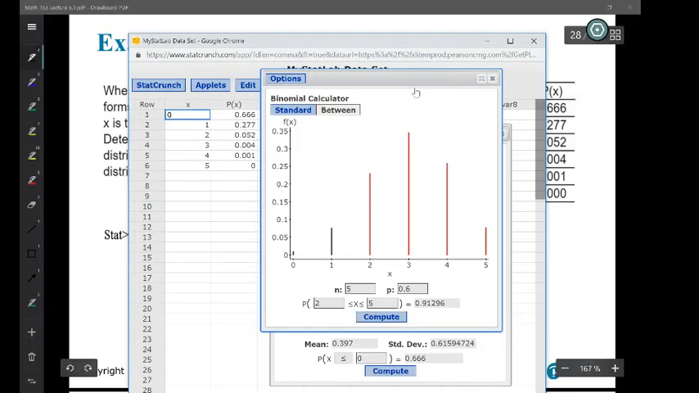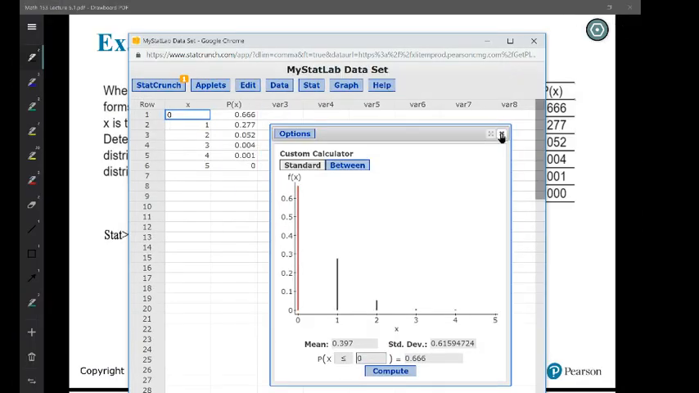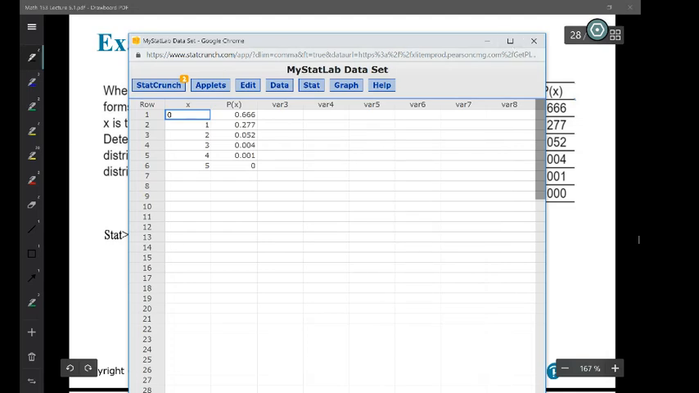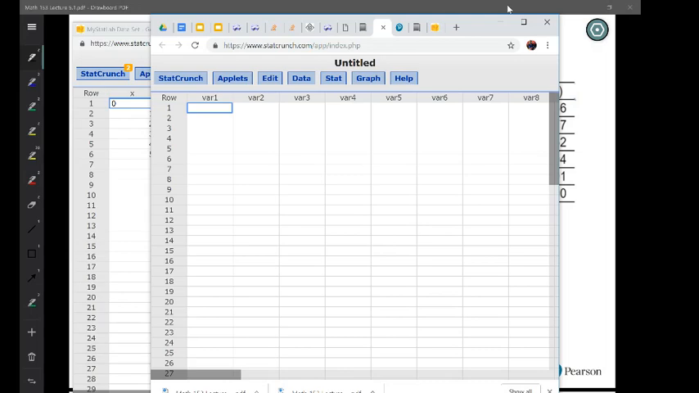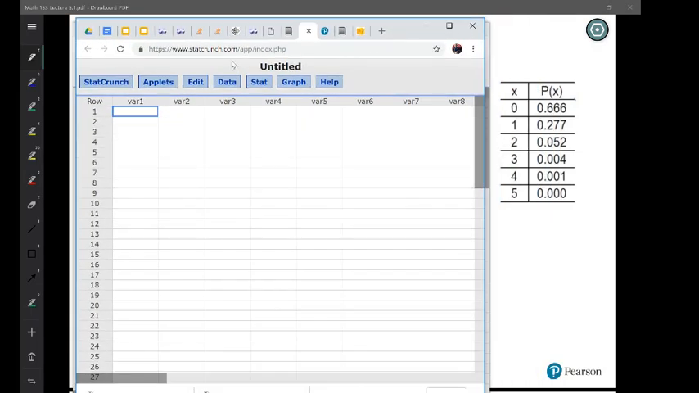Okay. So go to your StatCrunch, and in one column, input the X values. Those are your discrete random variables. And then in the next column, put in their associated probabilities.